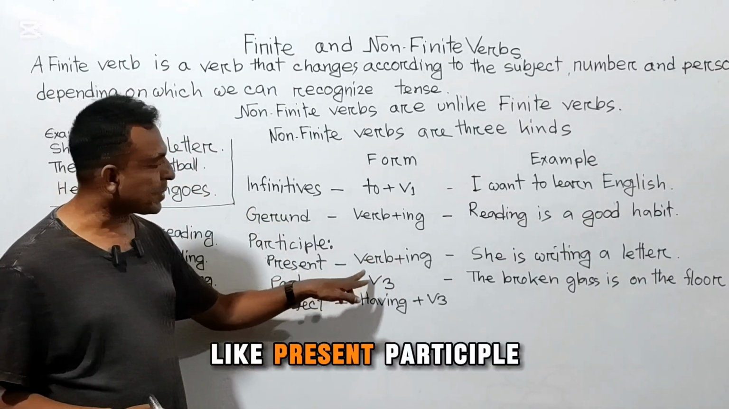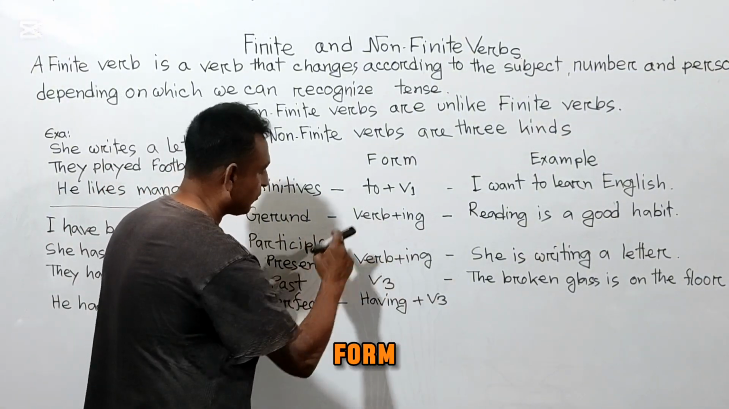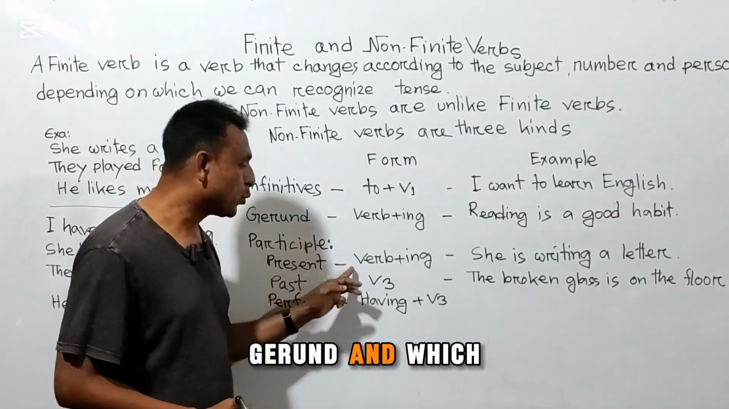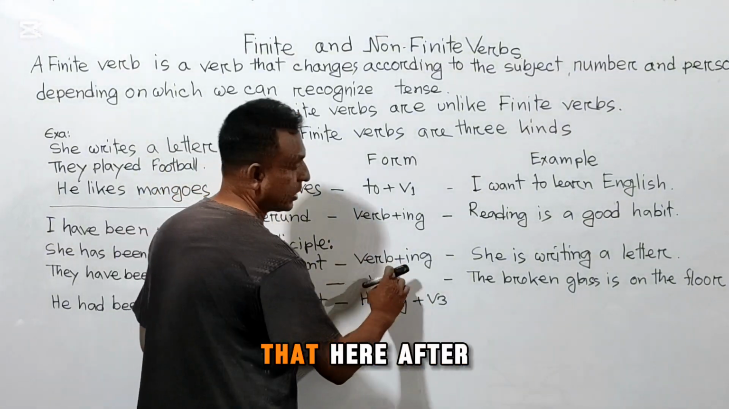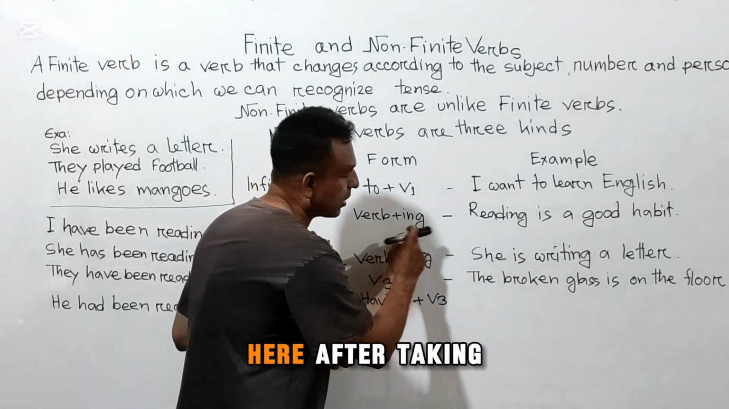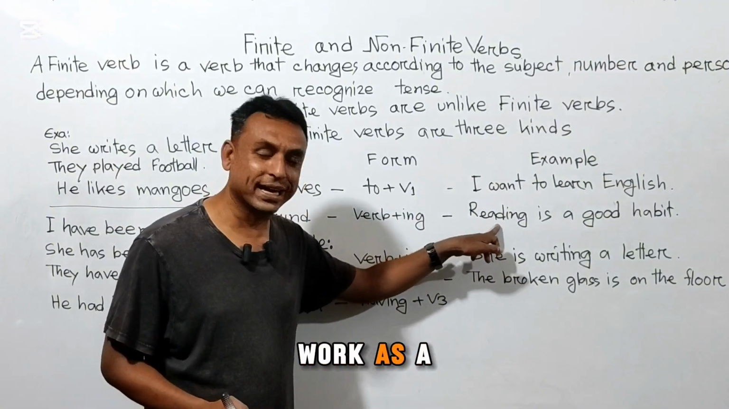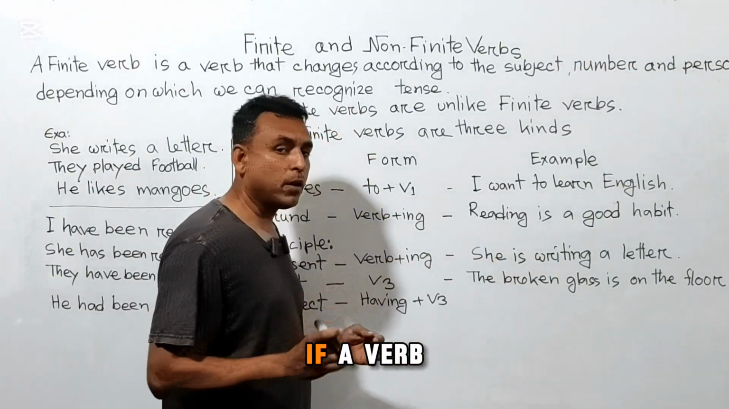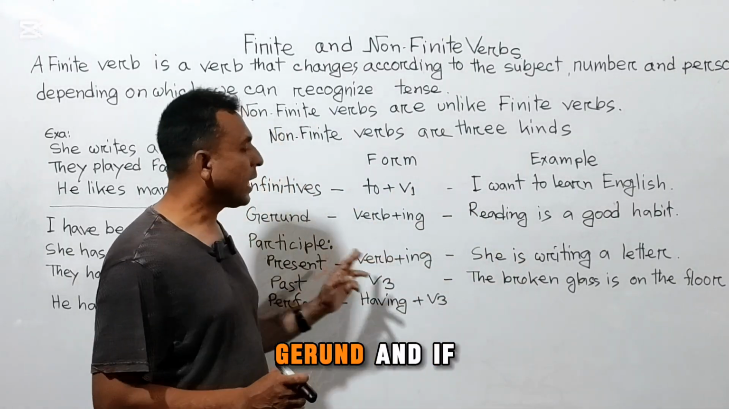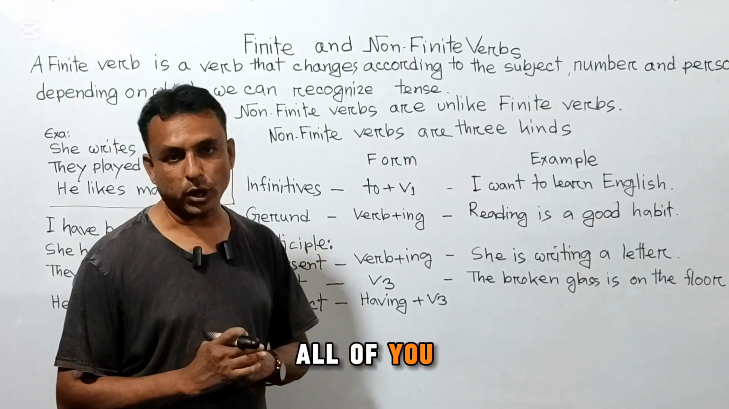Like the present participle form is verb plus ing, which means the gerund form and the present participle form are the same. So how do you identify which one is gerund and which one is participle? Try to understand that. Here, after taking ing, it works as an adjective. And here, after taking ing, it works as a noun. So if a verb taking ing works as a noun, it will be a gerund, and if it works as an adjective, it will be a participle, a present participle. Hope all of you have got a clear idea.